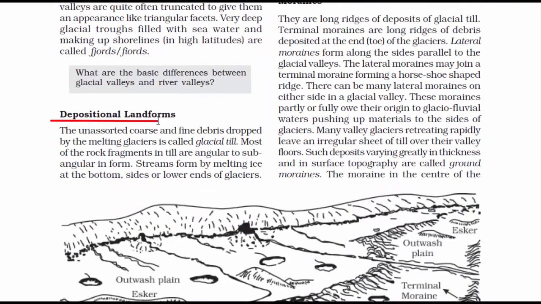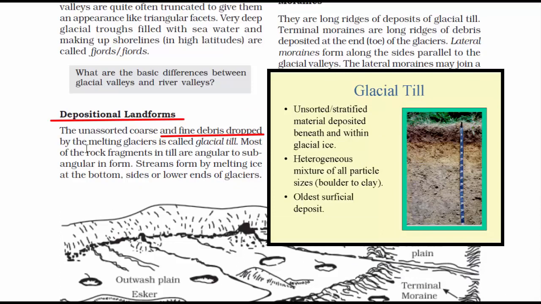Anyways, now we'll read about some depositional landforms that exist due to glaciers. You must be wondering how glaciers help in deposition. After all, glaciers are ice. They melt, they convert into water, and they move on. But then fine debris of rocks in the form of sediments are found in the glaciers. They are called glacial till.